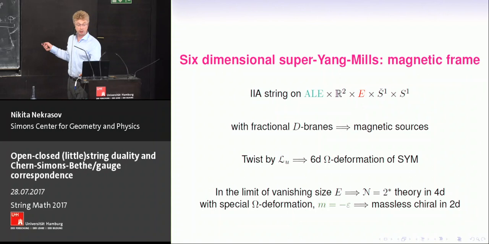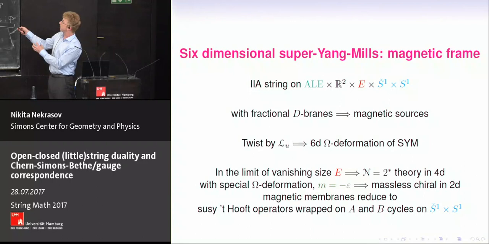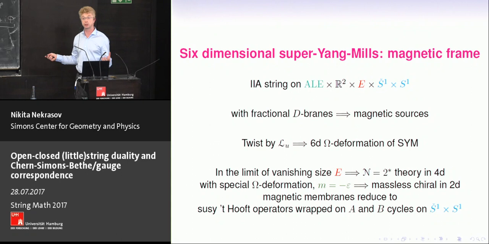Unfortunately, the sources, so the fractional D-branes which we get by T-duality, couple magnetically to the six-dimensional gauge fields. So it's hard to describe them in this frame. But if you do the dimensional reduction, so think about the vanishing size of the elliptic curve, you get effectively four-dimensional N=2* theory with special mass of the hypermultiplet with omega deformation in two dimensions. And then these magnetic sources become just hoop operators wrapped on A and B cycles of the two torus. And that's something which is more or less familiar, but hasn't been studied too well.